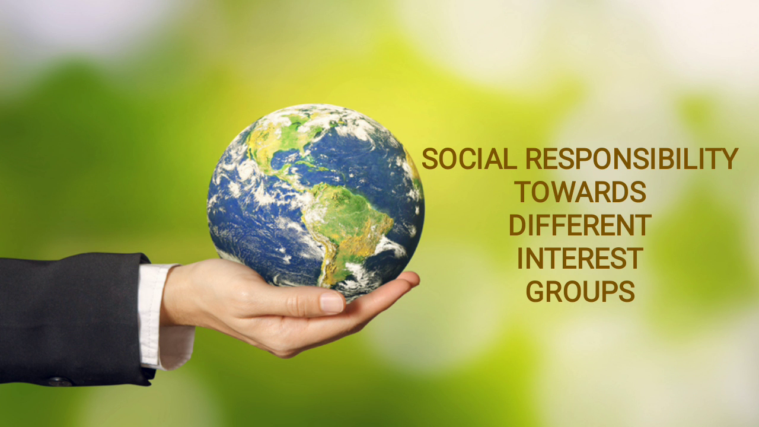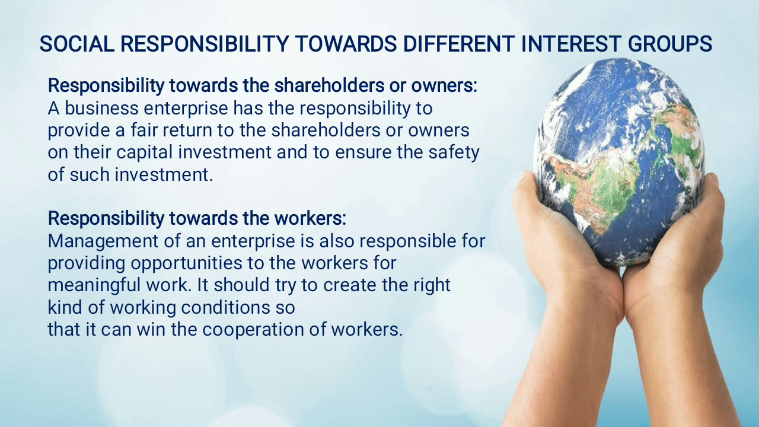And of course the government, because sometimes the government provides different types of grants or financial assistance to that kind of business organization. So all these are the parties who are directly or indirectly related to the business organization. So this is the responsibility of the business organization to work for their welfare also. Okay, so how? Here, first, social responsibility towards different interest groups.